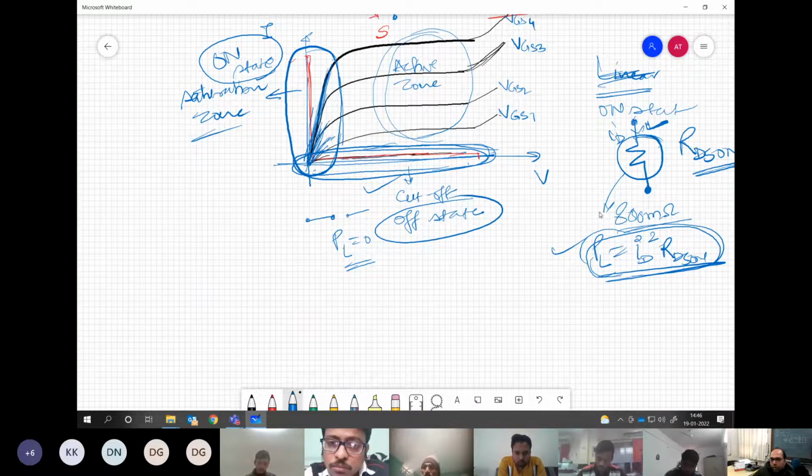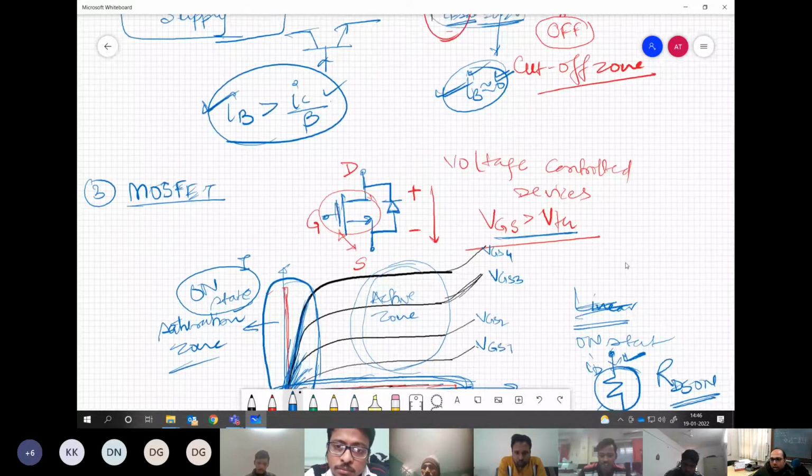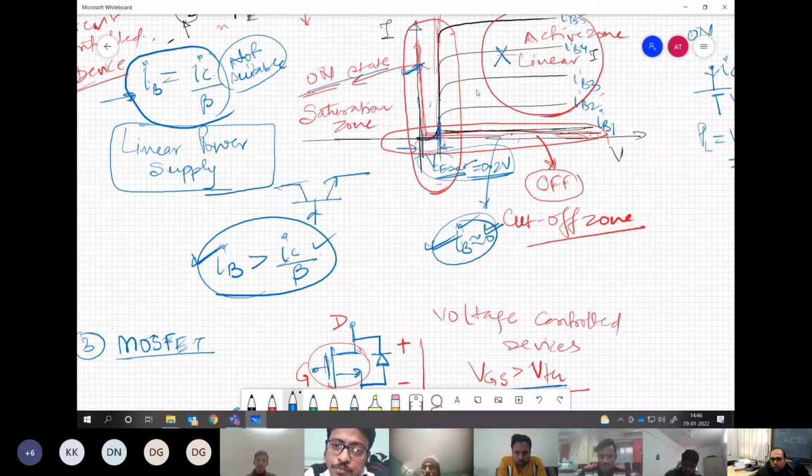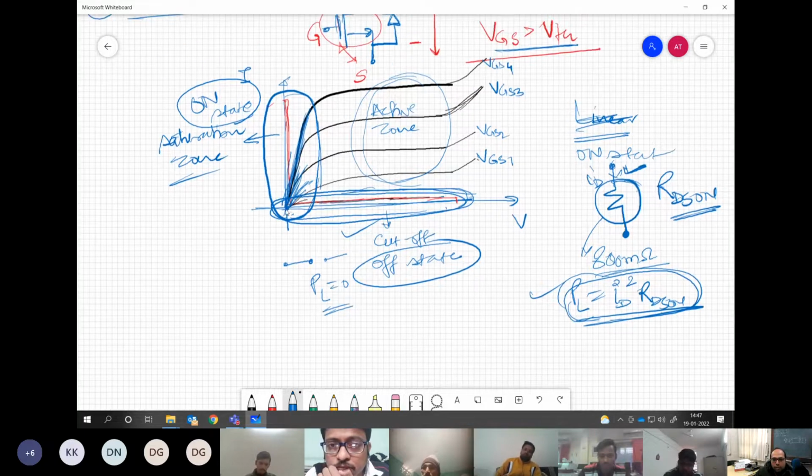The difference you must notice between the BJT and MOSFET is that the characteristic starts at a non-zero value for BJT and it starts at the origin for the MOSFET. This difference you must notice. That is why we do not have any saturation voltage in the equivalent circuit over here for MOSFET. Fine?